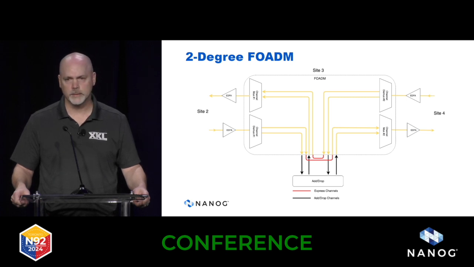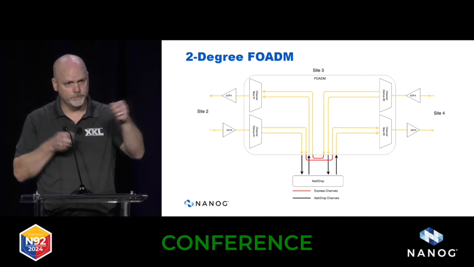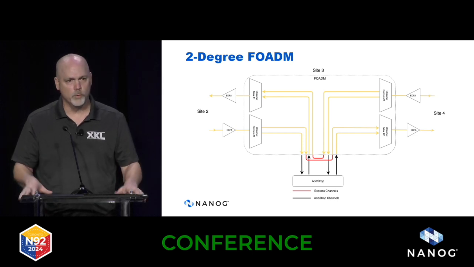And once they're connected, they're fixed. You can't change the frequency of the light. And the red channels here, those are also cables. Those are for expressing your channels through the FOADM. And so somebody has to go out there and do the Ma Bell switch panel thing and make everything connected up the way you want it. And once it's done, it's done.